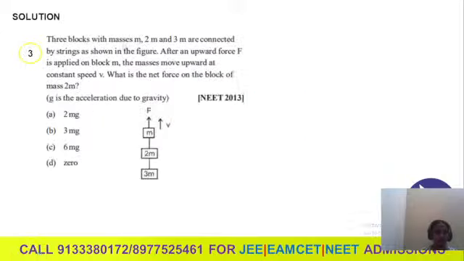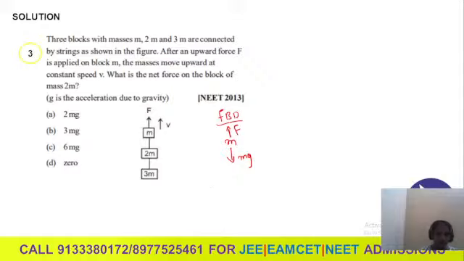And the next question: there are 3 blocks of masses m, 2m and 3m connected. After an upward force F is applied on block m, the masses move upward at constant velocity. What is the net force on the block of mass 2m? So they're asking about the block of mass 2m. Let us take this situation with free body diagrams. First we draw the FBD for block m. The forces acting are the direct force F in the upward direction, and its weight acting downward.